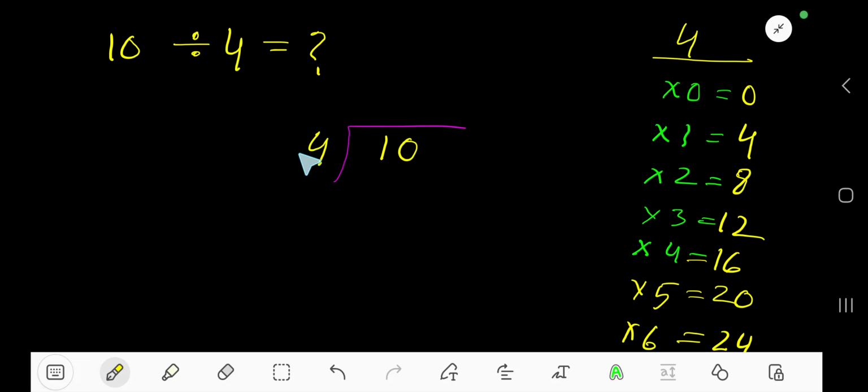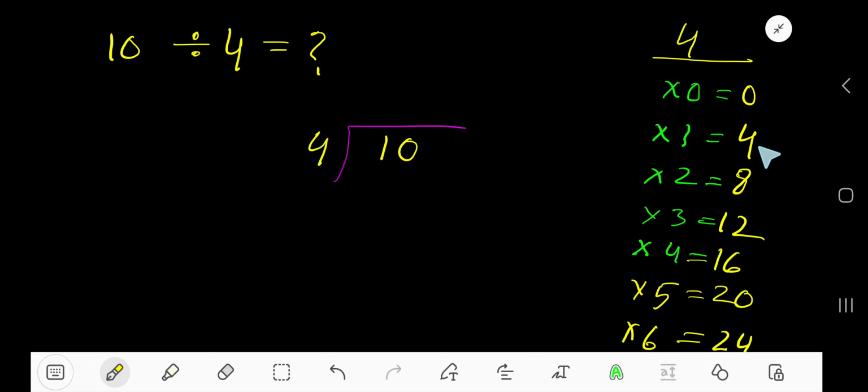10 divided by 4. Here 4 is a divisor, so we need the multiplication table of 4. 4 times 0 is 0, 4 times 1 is 4, 4 times 2 is 8, 4 times 3 is 12, 4 times 4 is 16, 4 times 5 is 20. To find the multiplication table of 4, just add 4 to the previous step.